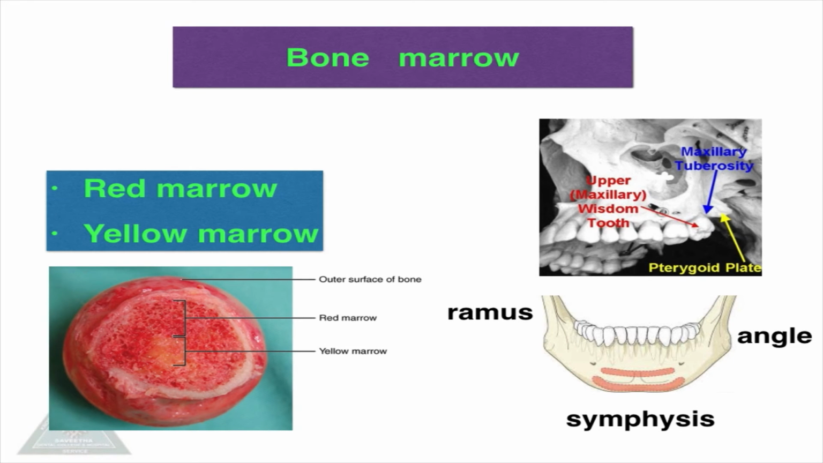Bone marrow is of two varieties, red marrow and yellow marrow. Red marrow is generally present in symphysis, angle, ramus and maxillary tuberosity. As age progresses, red marrow is converted to inactive fatty yellow marrow.